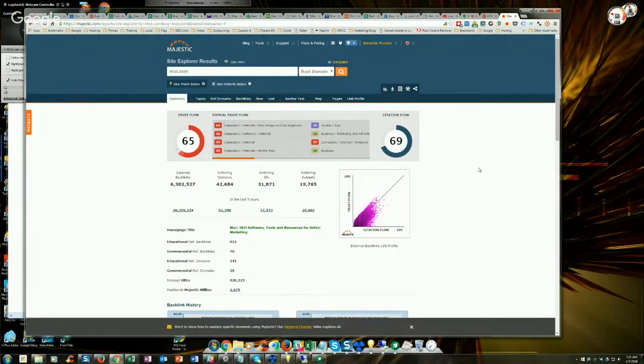The next metric that I'm looking at is topical trust flow, and that's this thing in the middle. You have to have a paid account to be able to see these. Trust flow in itself isn't as important as I think a lot of people believe it to be. Topical relevancy is, and that's what the measure of topical trust flow is.